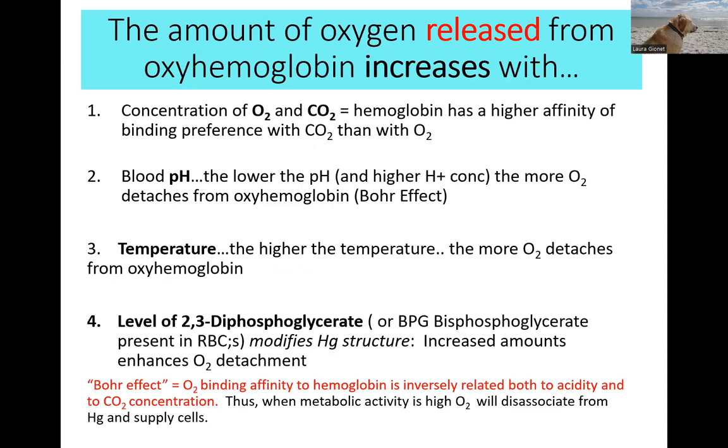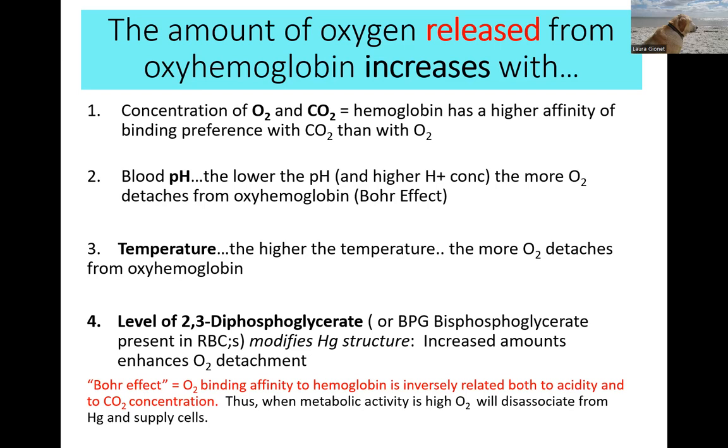Okay, so the amount of oxygen released from oxyhemoglobin increases with these factors. This is another topic. We're talking about diffusion of gases, and now we're at what I call the primal level. When hemoglobin is bound to oxygen, we call it oxyhemoglobin. When it's bound to carbon dioxide, we call it carbaminohemoglobin. So when we have oxygen bound to hemoglobin, we want to drop it off at the tissue level.